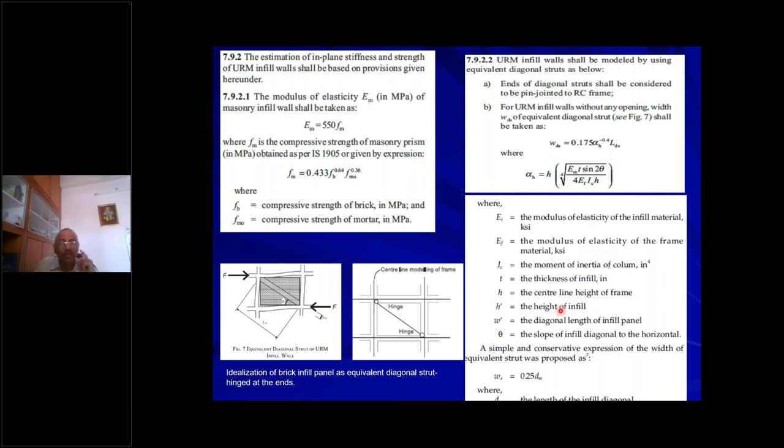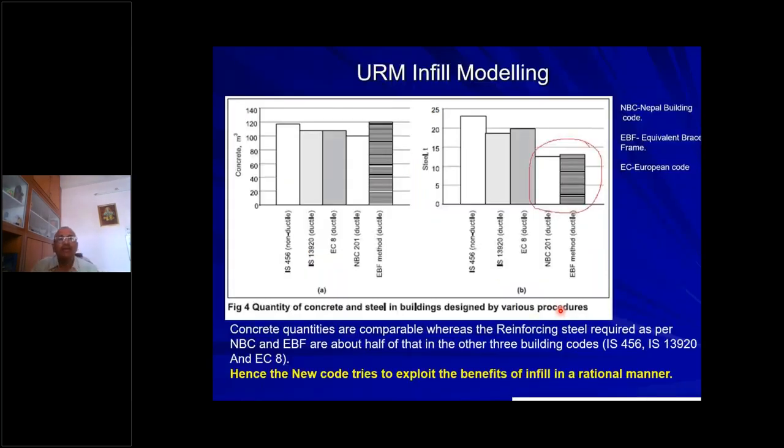There are changes in the IS 1893 code of practice. There was a small publication in Indian Concrete Journal by CVR Murthy of IIT. And what is the effect of this URM unreinforced masonry infill in the modeling? How is it going to be beneficial from the point of view of concrete material consumption and steel consumption? Okay. They have compared the concrete material as well as the steel material that is required because of the consideration of the URM infill.